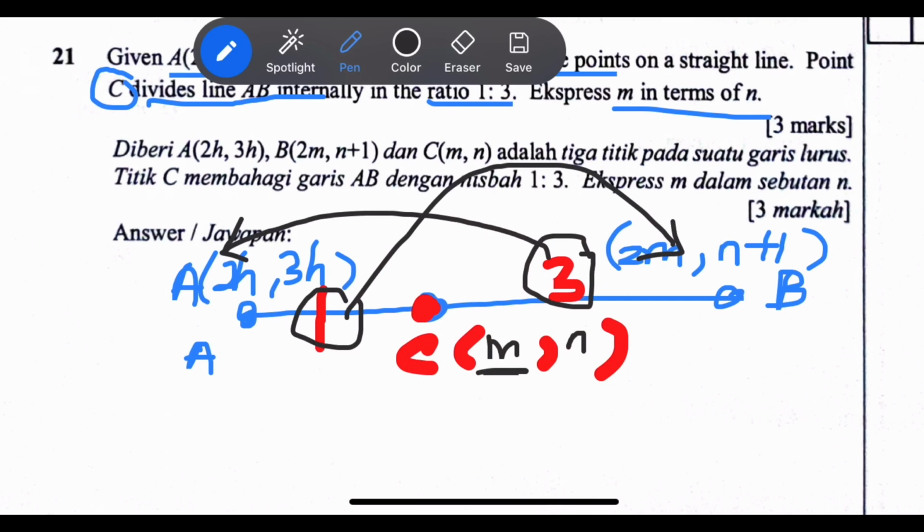Okay, you see how I cross. So that is how you do. Actually, we don't refer to the formula, we just cross. So for the x of point C, it is m, right? So m is equal to 1 times 2m, plus 3 times 2h, then over the total ratio 1 plus 3. That is how you cross. Draw the arrow to show that you multiply the ratio from left to right and then from right to left.